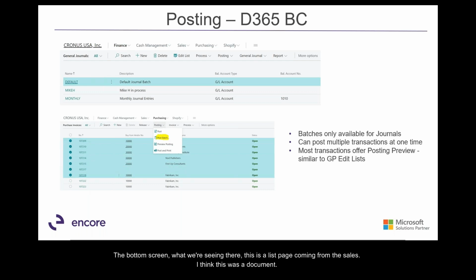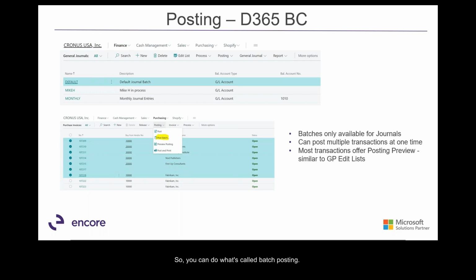The bottom screen is a list page coming from the sales documents. So you can do what's called batch posting. I can multi-select a bunch of different documents that are still open there, and then post them as a batch, meaning together, but they're not actually within a batch like a container, as you would see within GP.